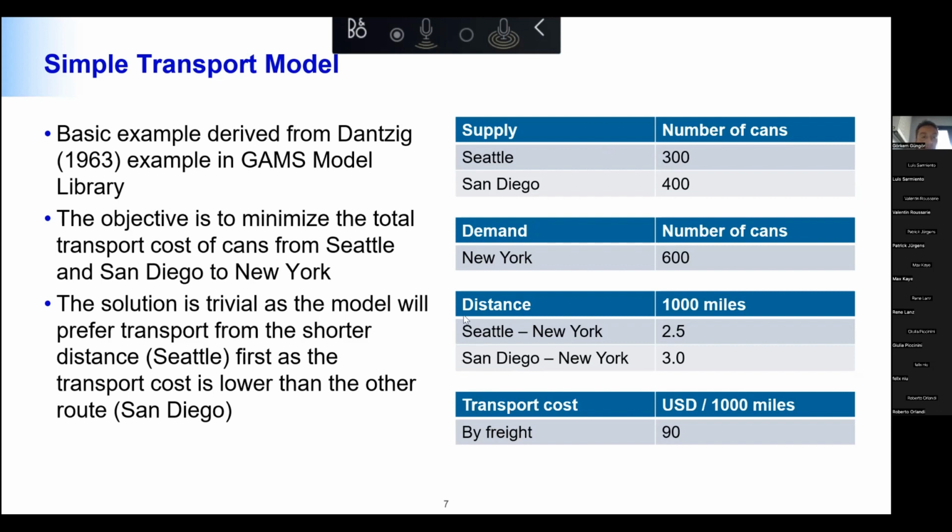The solution is actually trivial, as the model will prefer transport from the shorter distance from Seattle first. So the model will first consume the 300 canisters from Seattle because the cost is lower. And after that, to satisfy the total demand, the remaining amount is supplied from San Diego. Now we can simply solve this problem from our mind, but I will show you how we can solve it using linear programming and duality theory.